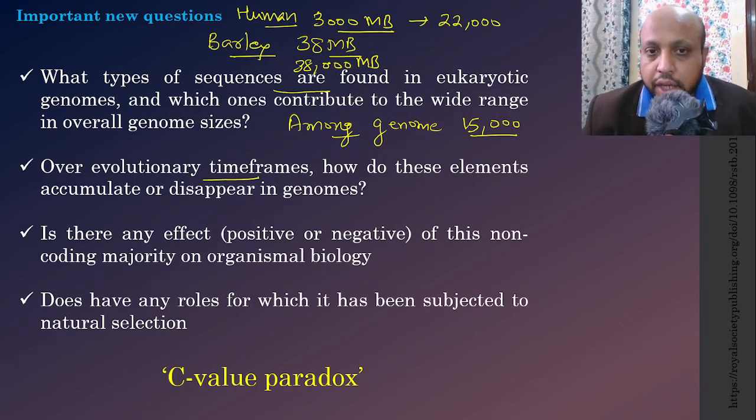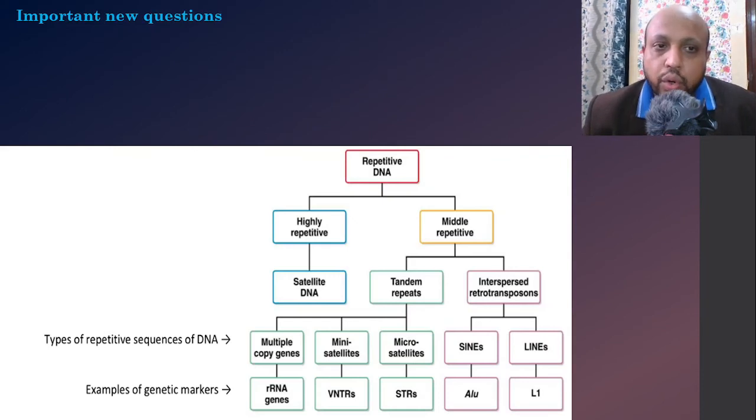In summary, with the complexity of organisms the C-value is increasing, but there is no correlation with the number of coding genes. That's the C-value paradox, and there are several unanswered questions that need to be addressed.